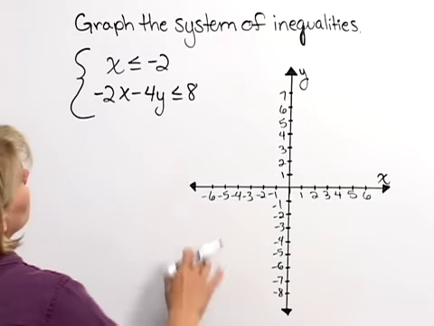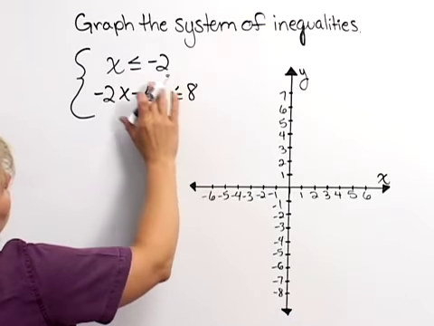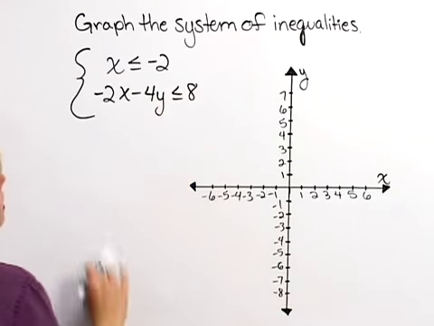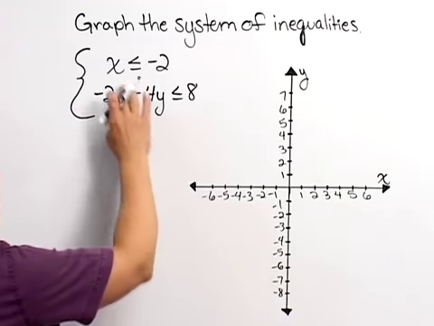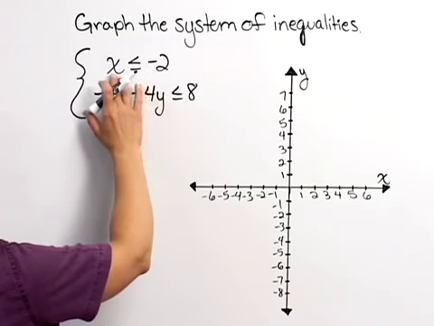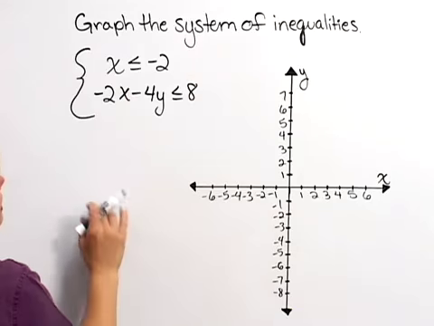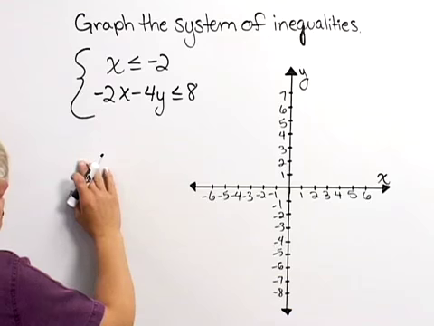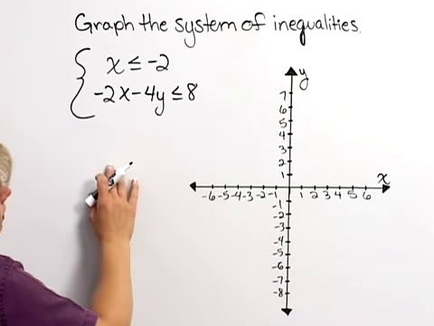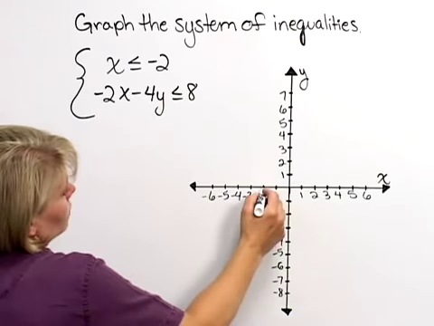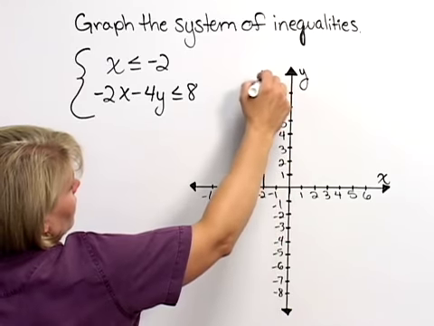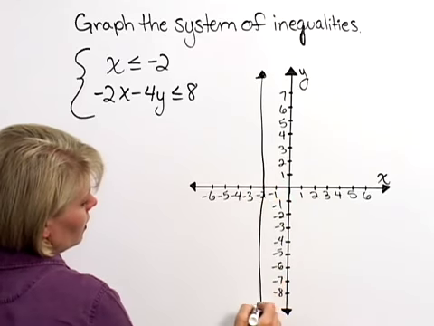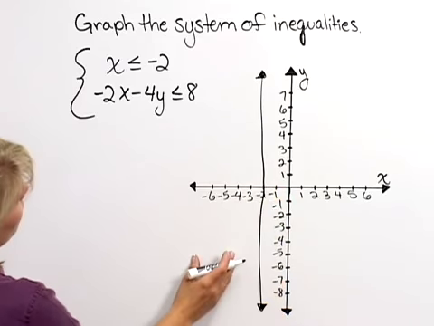This system of inequalities, notice that we have less than or equal to here and a less than or equal to there. That means both of these are going to have solid lines. Now this first one here, that is x less than or equal to -2. When you have x equal a number, that's a vertical line. So for our first part of graphing this, we're going to have a vertical solid line at -2 on our x. And then we need to figure out where would this be shaded.